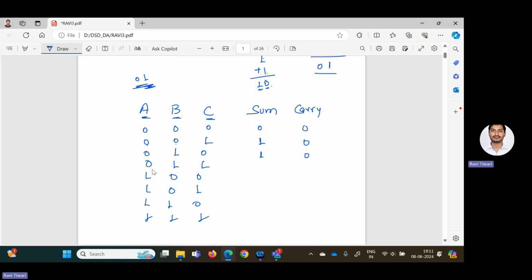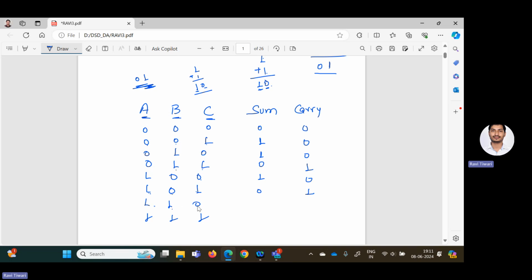Similarly, if you add 0 plus 1 plus 1, actually the output is 2, right? How can we represent 2? As 1, 0. That means sum is 0 and carry is 1. For 1 plus 0 plus 0, output is 1, so we can write sum as 1 and carry is 0. Similarly, if you add 1 plus 0 plus 1, that is 2. And how can we represent 2? As 1, 0. So again the sum is 0 and carry is 1.